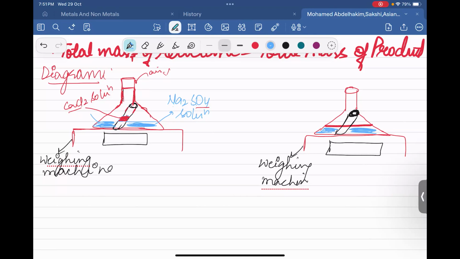Before keeping this test tube in this Na2SO4 solution, we are just taking it in our hand.